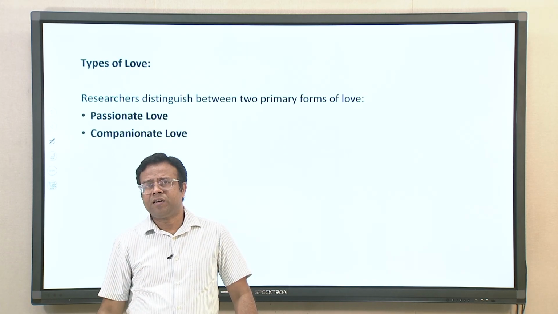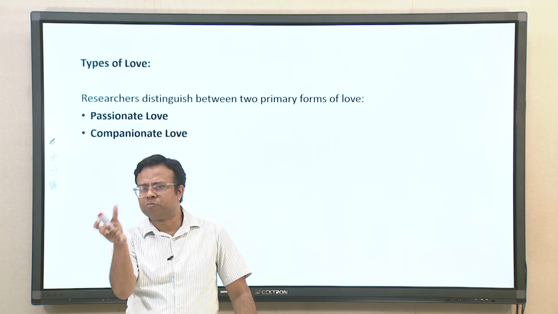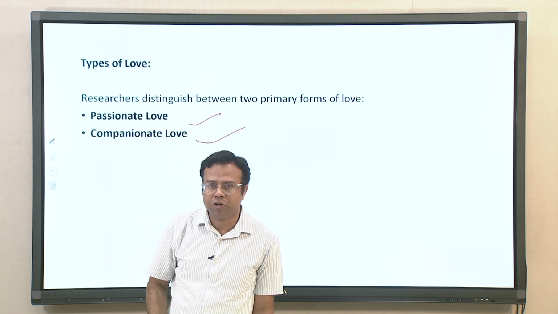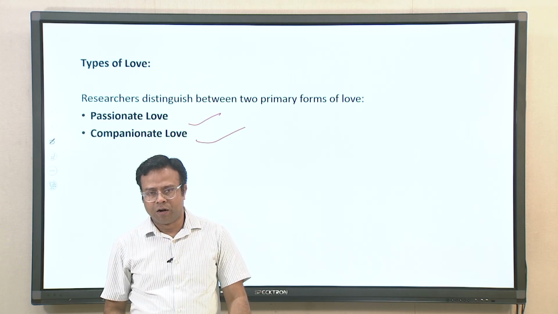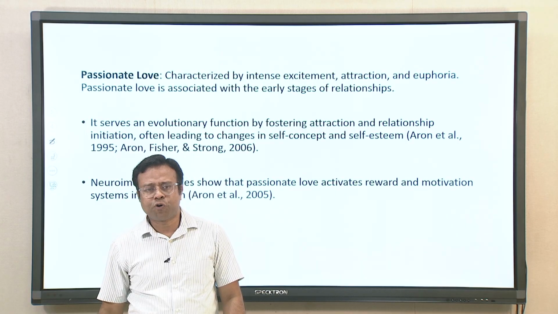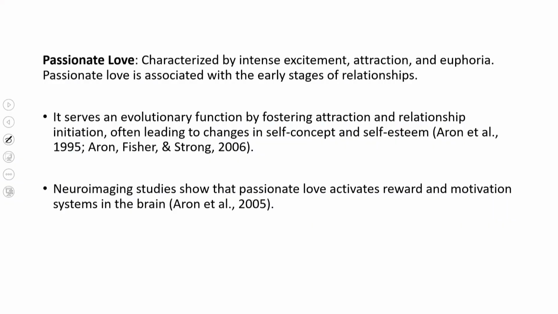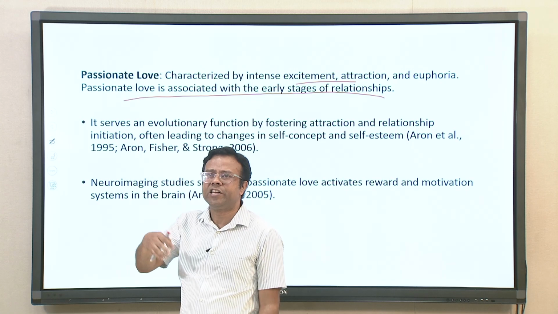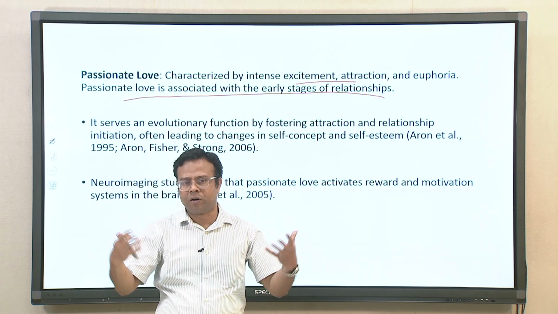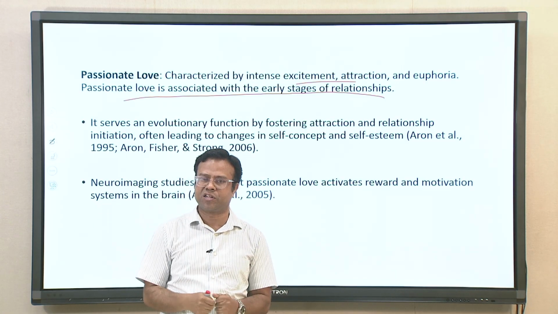Now, when we talk about love in psychological literature, two primary forms of love have been discussed. One is called passionate love, another is called companionate love. These are two broad categories discussed in the context of love and its impacts. Passionate love is mostly characterized by intense excitement, attraction and euphoria. It is associated with the early stages of a relationship, mostly the initial stage, when the nature of love involves excitement, attraction and euphoric experiences.